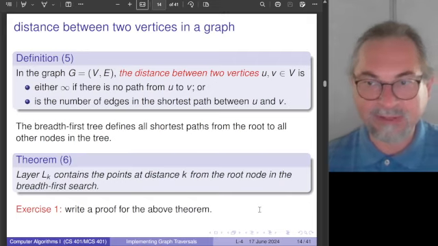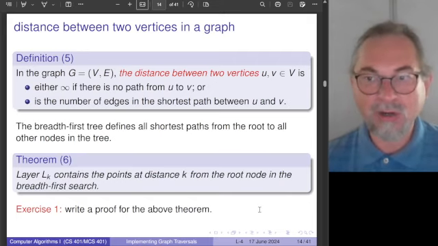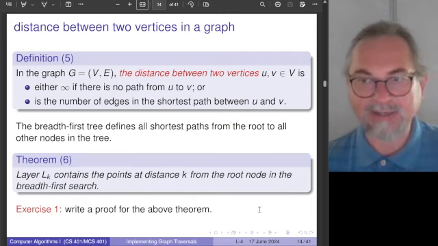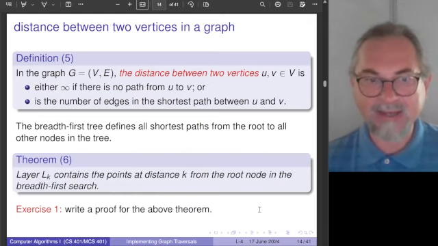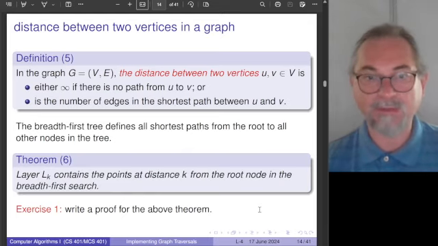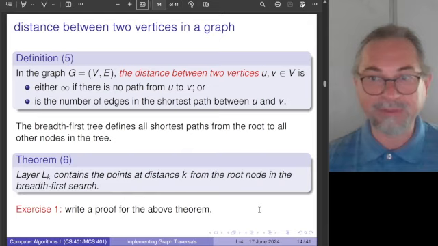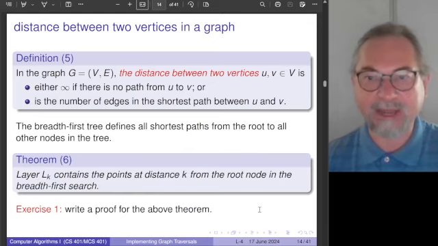Then in the second step of a proof by induction, we state the induction hypothesis. We assume that it is true for all layers with index less than k. So in the previous layer, k minus 1, we have all the vertices at distance k minus 1 from the root node. That is the induction hypothesis.